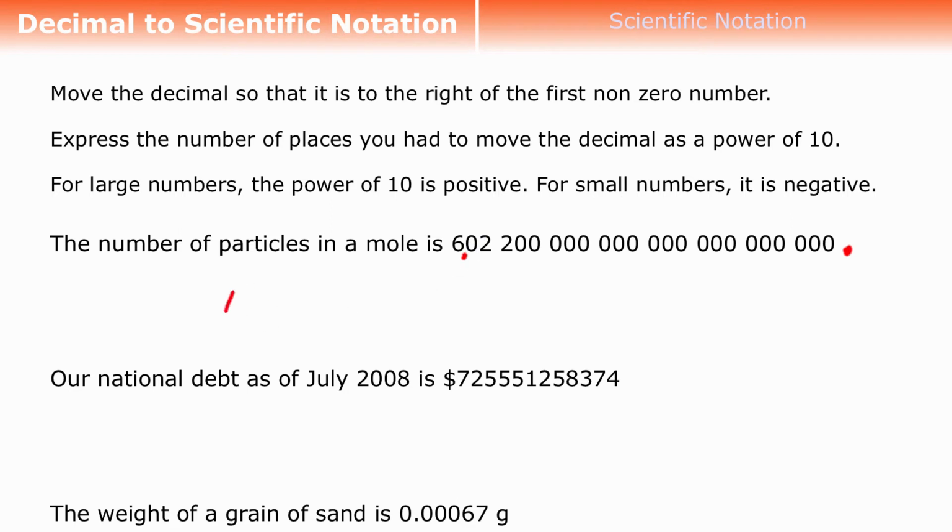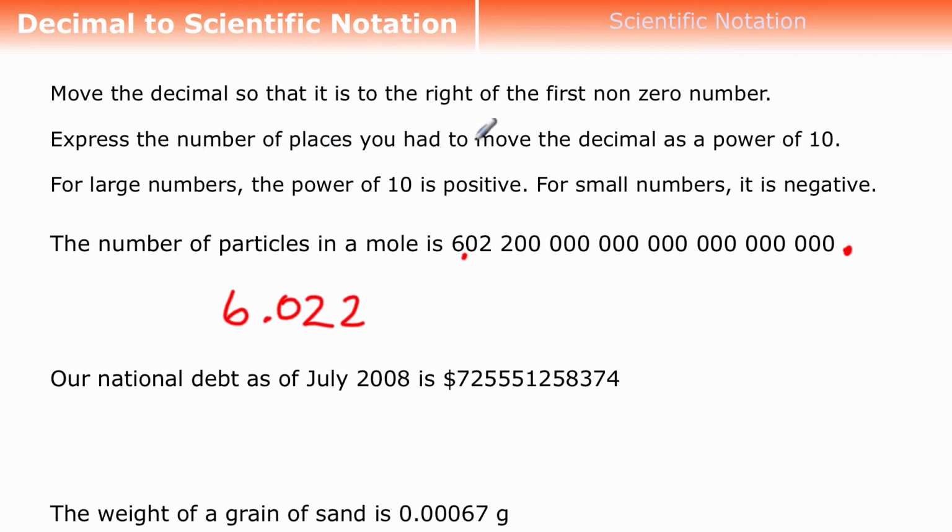So I'm just going to write that. 6.02, and there's another 2 there. And then there's a bunch of zeros. Rather than writing all those, I'll just maybe round my number. We'll talk more about rounding and how to round numbers properly in another video. Okay, so right at the first non-zero, got it.